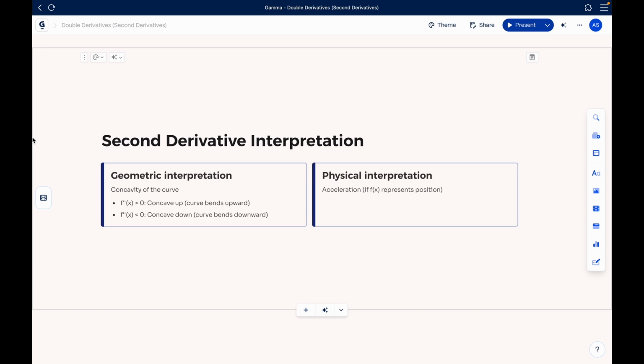But what we should probably know is the physical interpretation of this. Basically, if f of x represents position, it's the acceleration of that object, where f dash of x, the first derivative, is velocity.